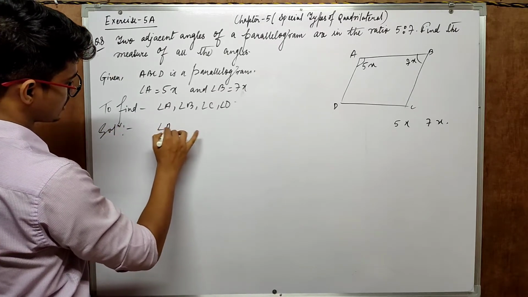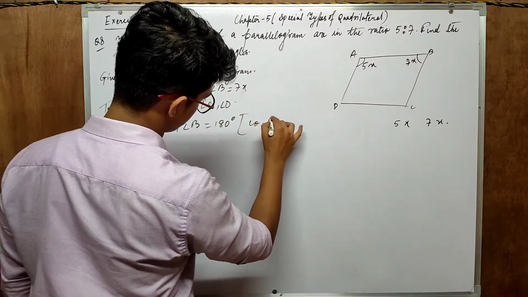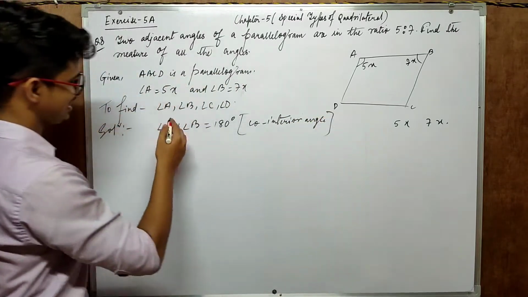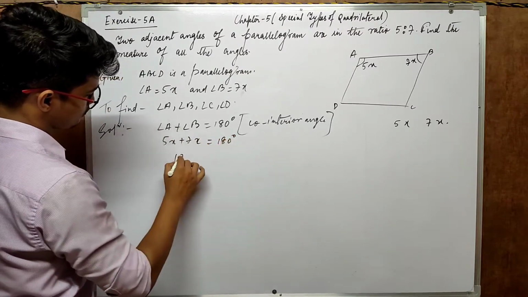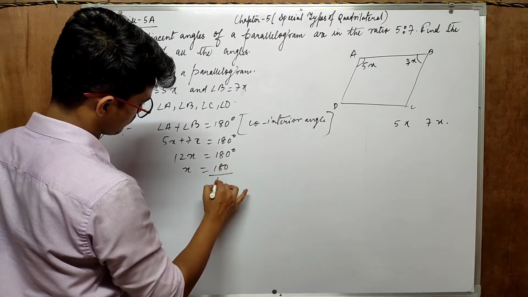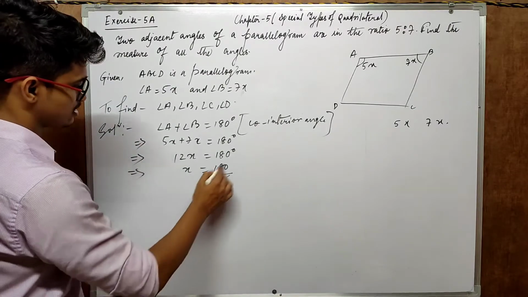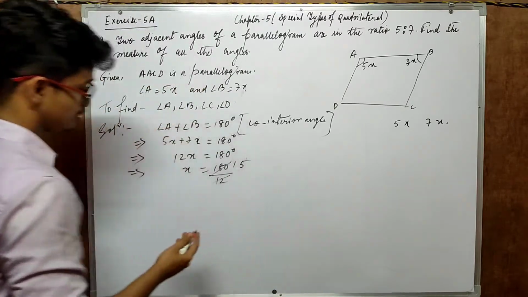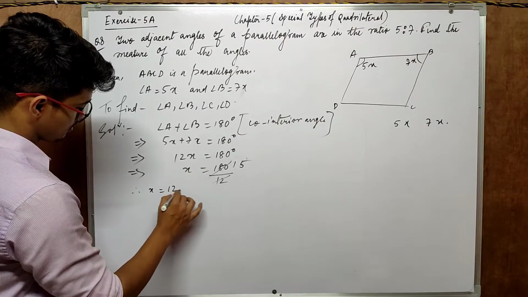We know that angle A plus angle B equal to 180 degrees. Same thing, nothing else: co-interior angles. And angle A is 5x, so 5x plus 7x equal to 180 degrees. That will become 12x equal to 180 degrees, so x equal to 180 degrees by 12. The answer is 15. So 15 into 12 is 180. Therefore x equal to 12, right?